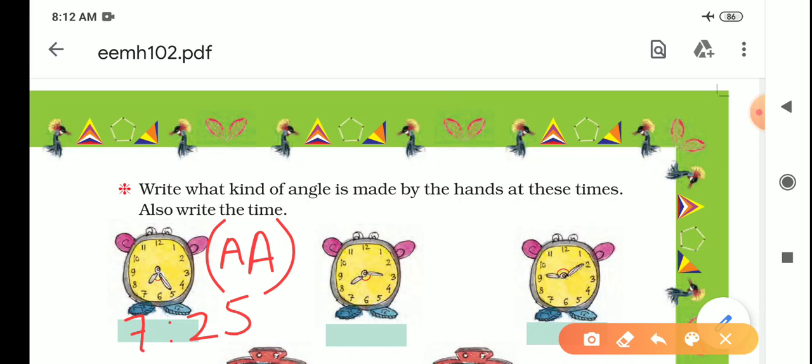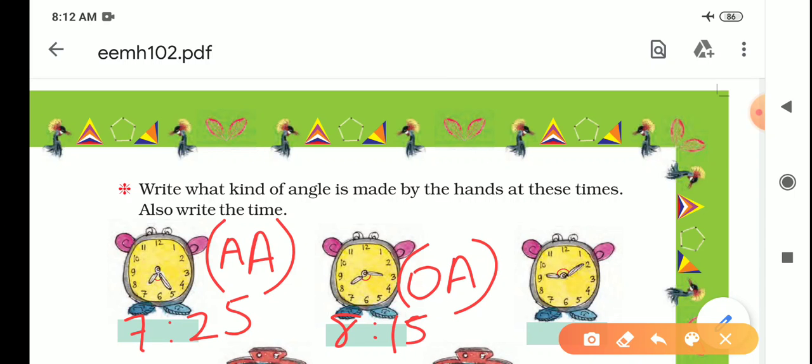Now next, second clock, timing is 8:15. So you have to write here 8:15. And what kind of angle is this? This angle is more than 90 degrees. So you can write here obtuse angle, or you may write angle more than 90 degree.